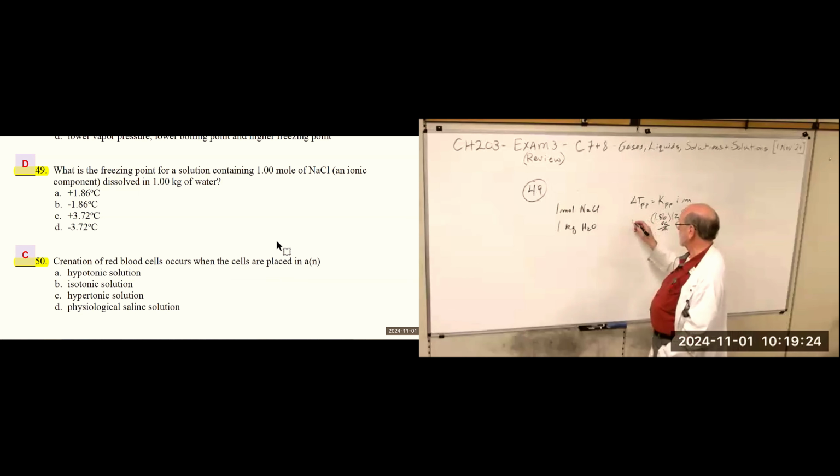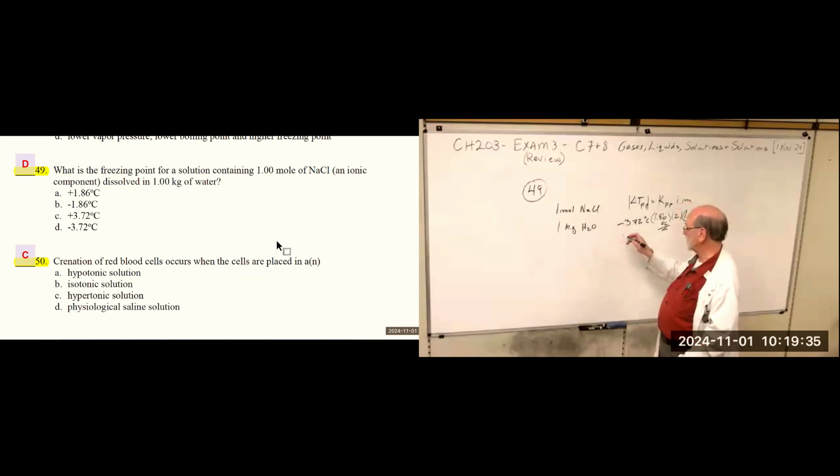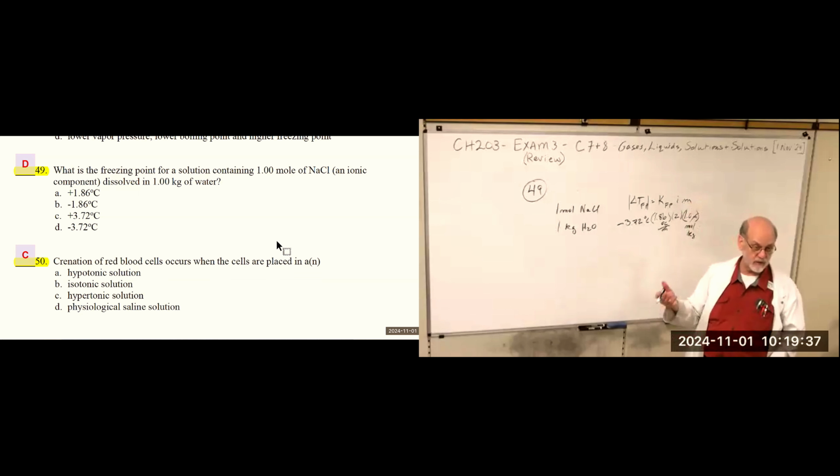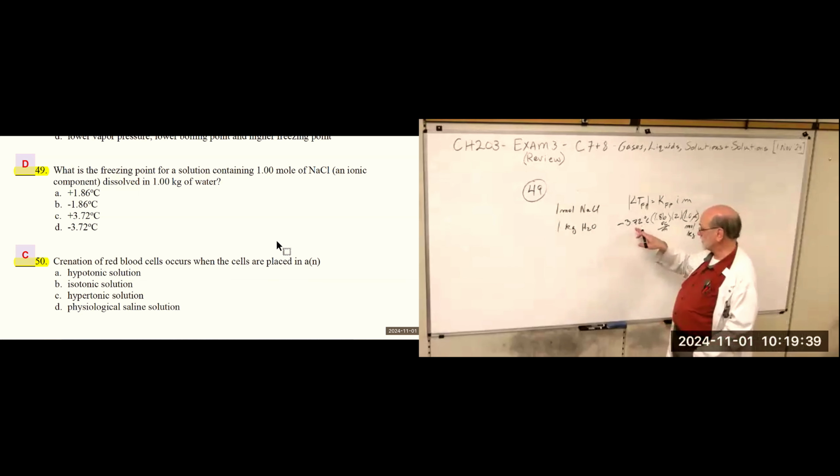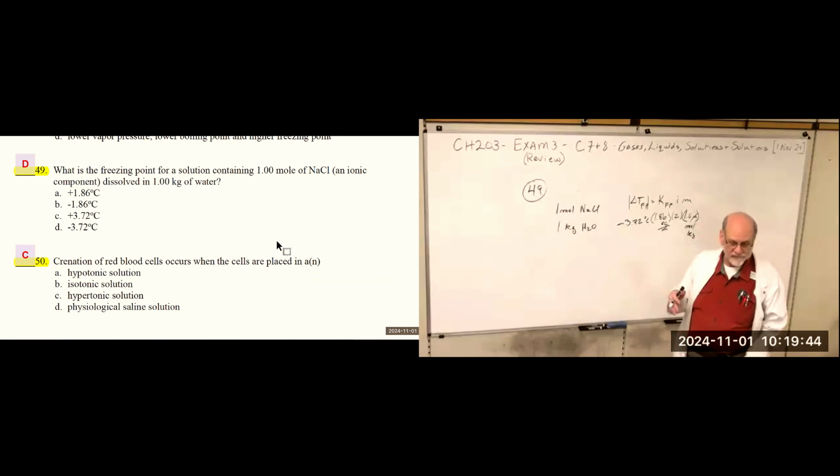So the change in temperature, the absolute change of temperature, is 3.72 degrees C. And if it's a freezing point depression, that means it's that much below the freezing point, which is below 0. So the temperature is actually 0 minus 3.72.